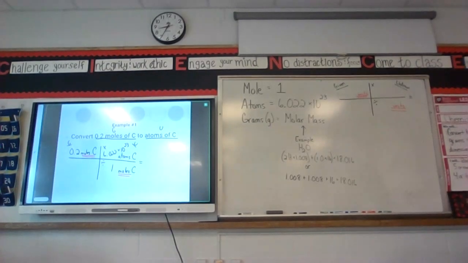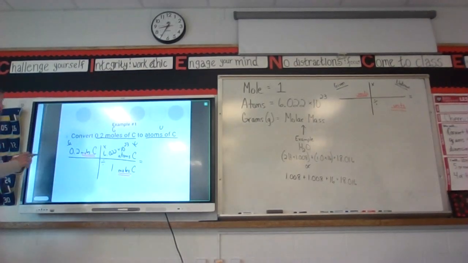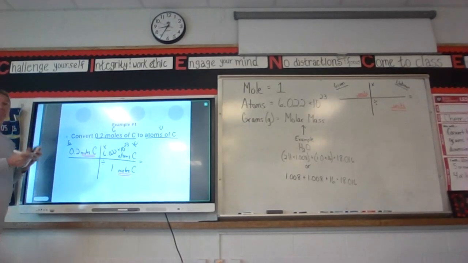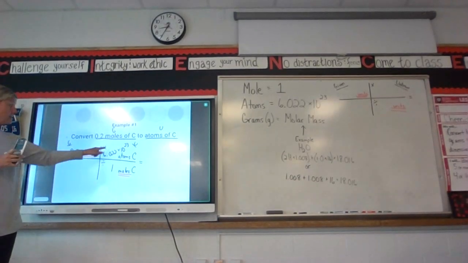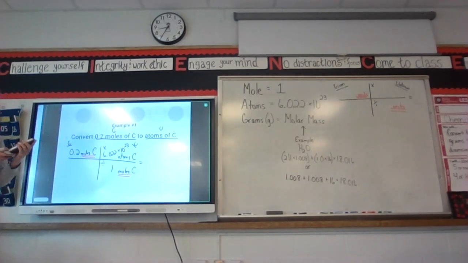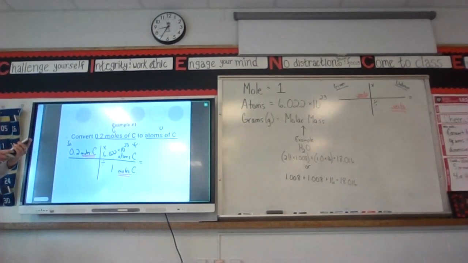Now all you have to do is plug it in your calculator. It's this times this divided by this. So you always times and then divide. Everybody plug it in together: 0.2 times 6.022. You want to hit that times 10 to the n key. It's above the cosine key. And then you come back down and divide by 1.